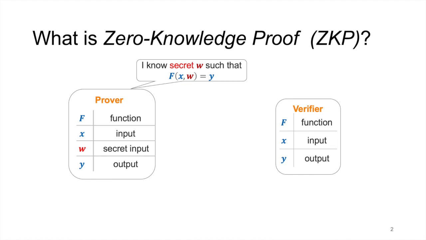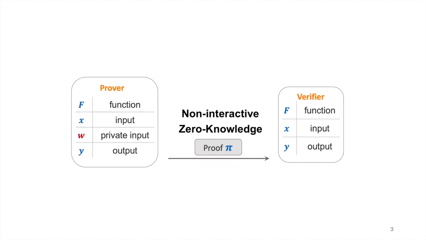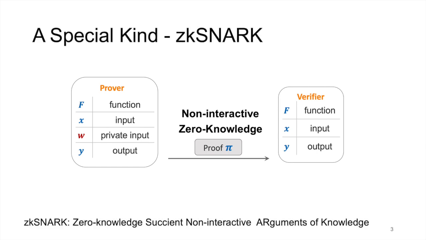Zero-knowledge proof requires prover to generate proof pi, which is zero-knowledge and reveals nothing about the secret w. Then, prover sends proof to verifier. Verifier could check the validity of proof to determine whether prover knows the secret w. There is a special kind of ZKP protocol, ZK-SNARK, which is the abbreviation of zero-knowledge succinct non-interactive argument of knowledge. ZK-SNARK can generate a succinct proof for any program and support faster verification of the proof.